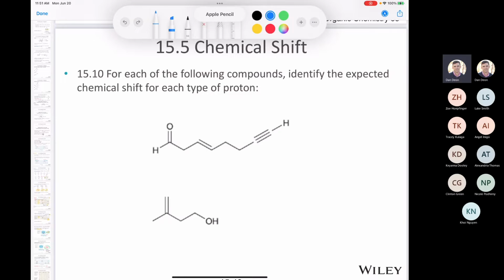Sorry, my Apple Pencil is really acting up here. Okay, let's start with the aldehyde proton here.